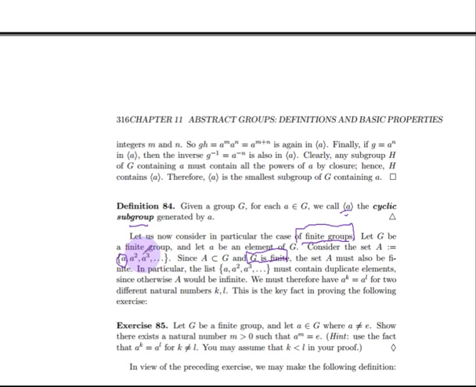This sequence must contain duplicate elements. Okay. So what does that mean? That means that 2 of the elements in the sequence must be equal. So there must be 2 powers k and l such that a to the k is equal to a to the l.